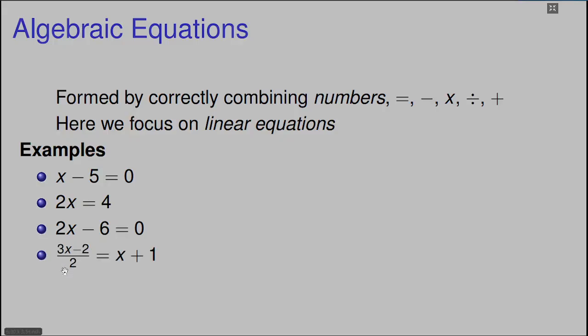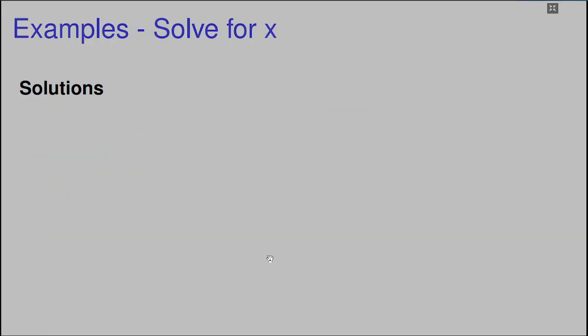Then you have another one, 3x minus 2 divided by 2 equals x plus 1. So on the top of this fraction, the numerator is linear. So the whole equation is linear. Now let's look at a few solutions, 2 to be exact.